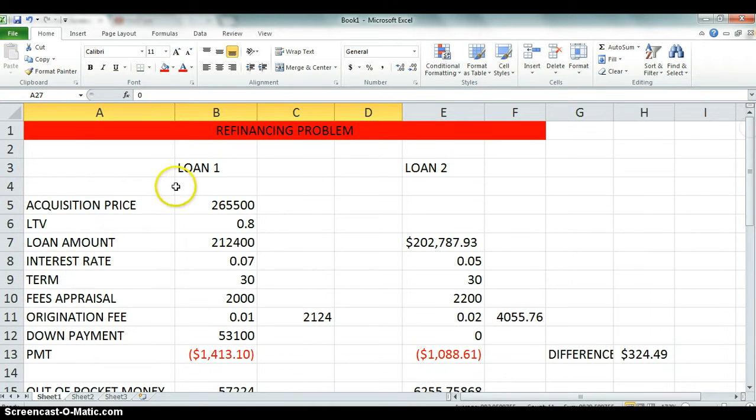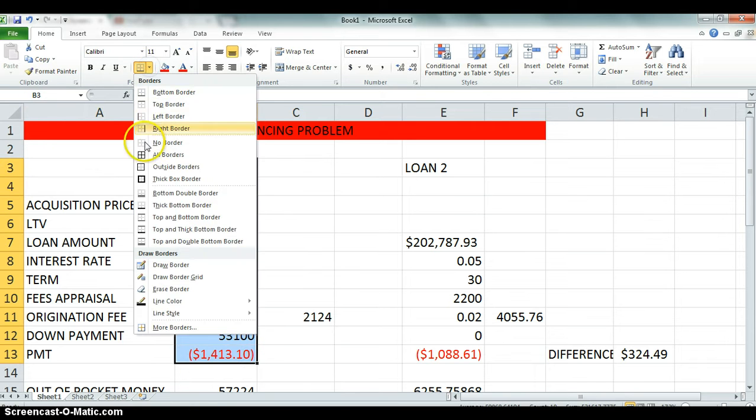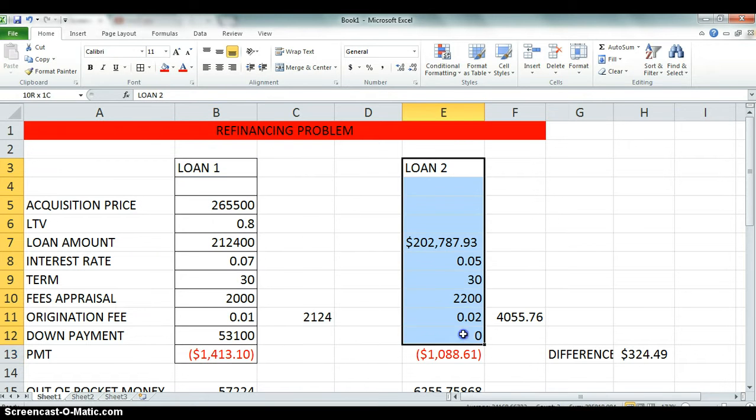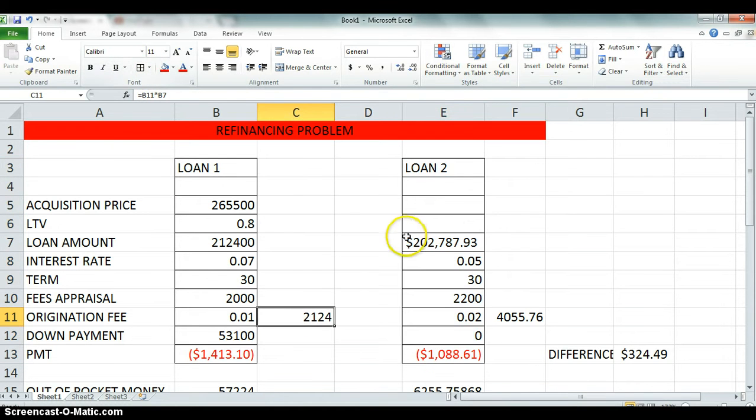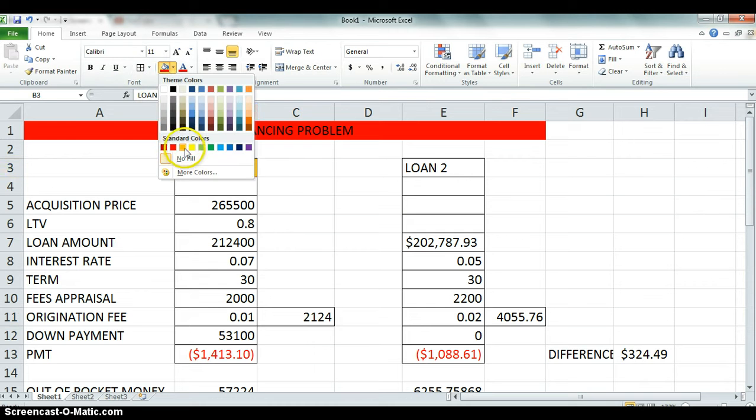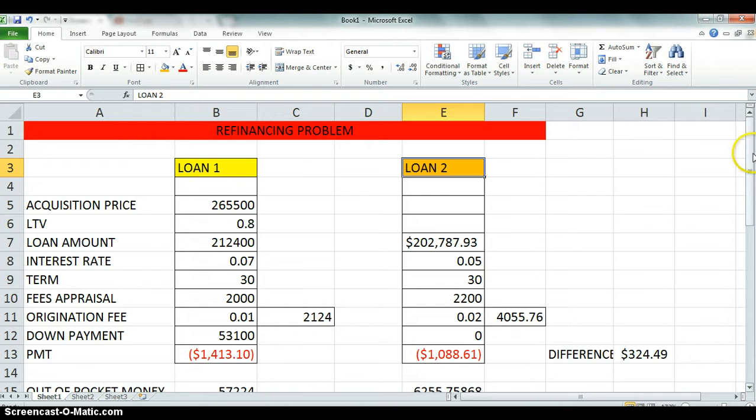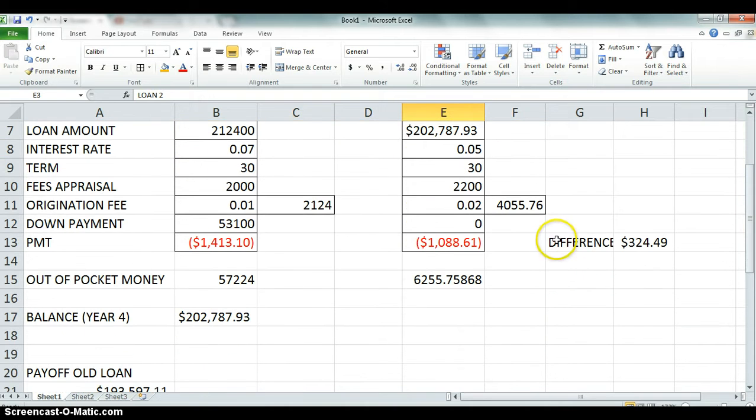So now for a little bit of formatting, we can do some cells here, borders, just to kind of keep things in perspective. We can change the color of the cells just by adding different colors here. We can make the cells bigger.